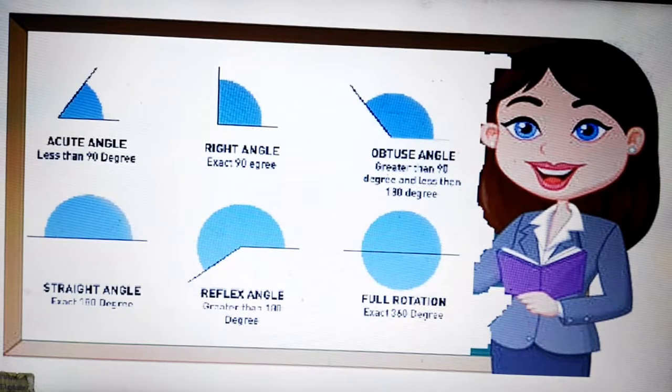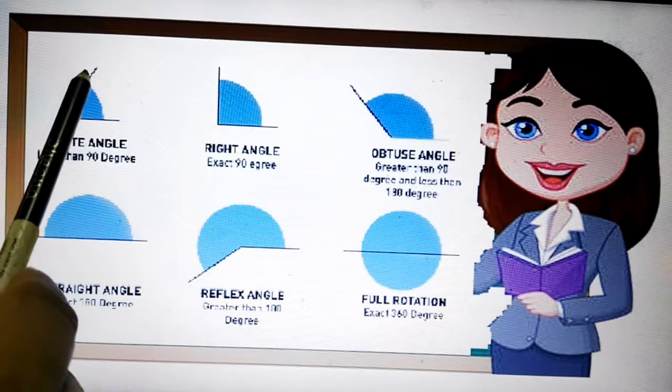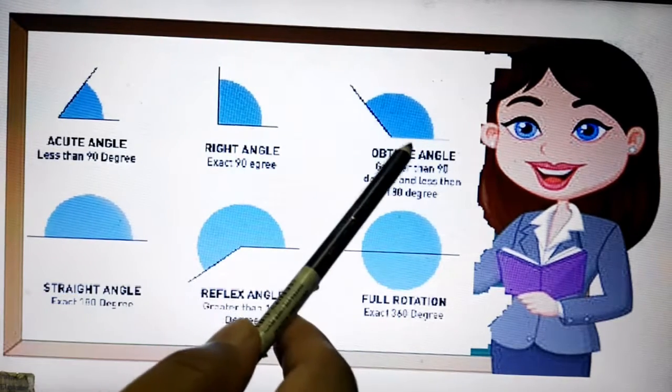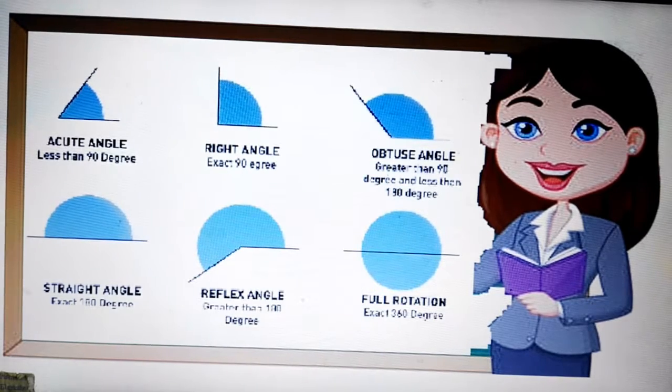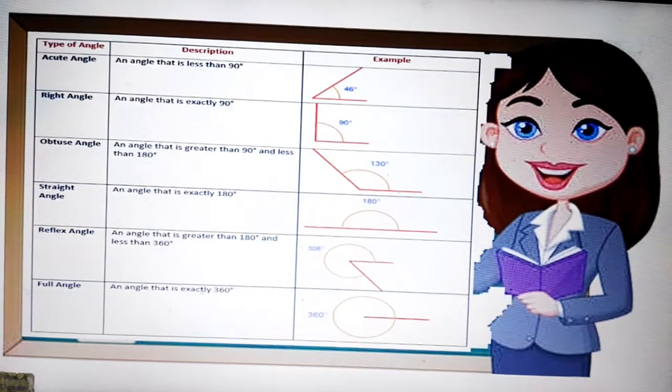Here again the shaded areas are showing you the angles: acute angle, right angle, obtuse angle, straight angle, reflex angle, and full rotation or complete angle. Here is again a chart showing the angles and their quantities.